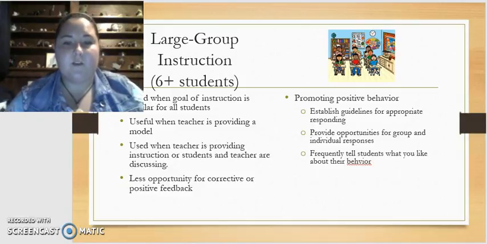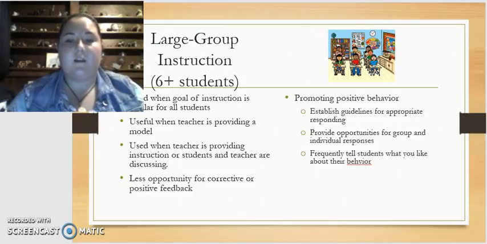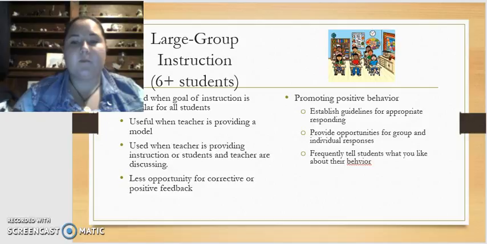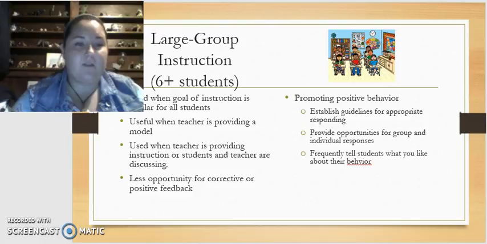Promoting positive behavior. Establish guidelines for appropriate responding. Should the child raise their hand? Should they just be able to call out? Provide opportunities for group and individual responses. Make sure everyone has a chance to respond. And frequently tell students what you like about their behavior.